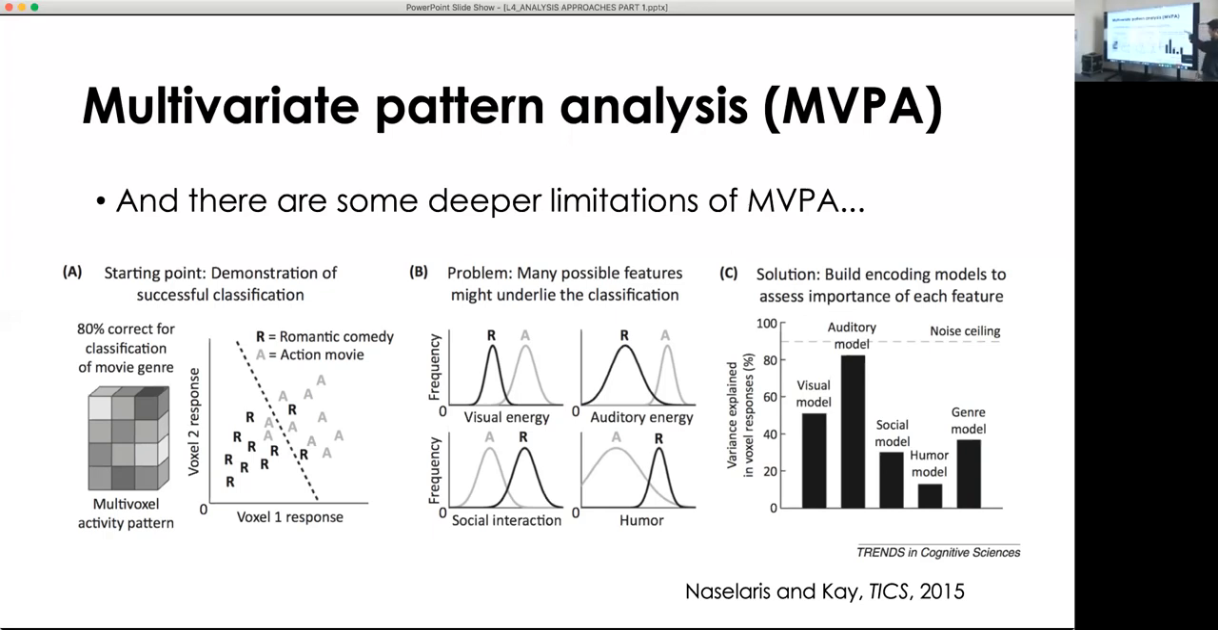This actually applies to subtraction also. If you just observe higher activity in one condition than another, there are many possible reasons why. So it's really a question of experimental design or background neuroscience theory: do you strongly believe it's the genre, or have you ruled out these other things? This is a general issue that affects not only MVPA, but also a naive subtraction approach.